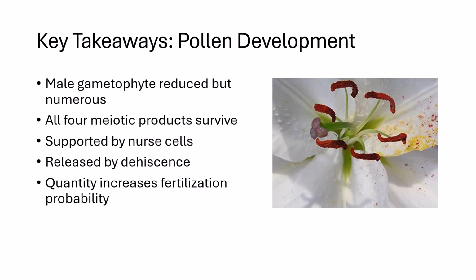To summarize, pollen development contrasts sharply with ovule development. All 4 meiotic products survive. Large quantities are produced. Nurse cells support development, and dehiscence releases pollen into the environment. This reflects a probability-based strategy.